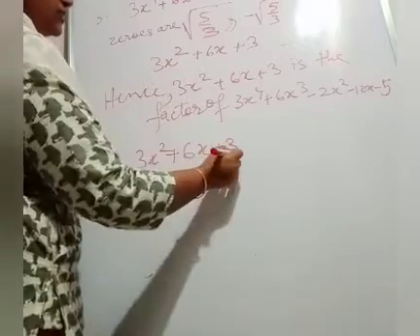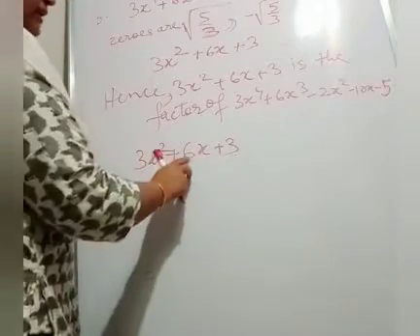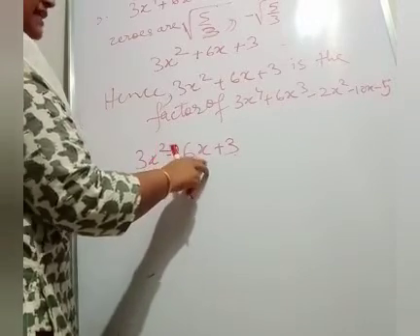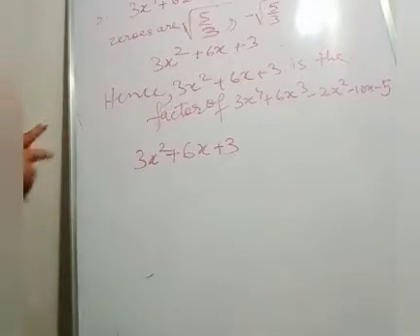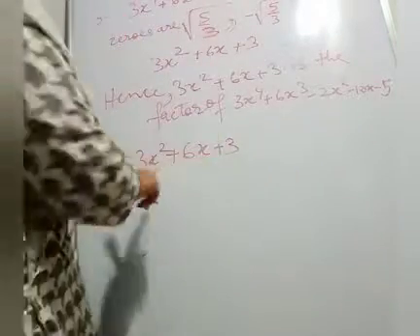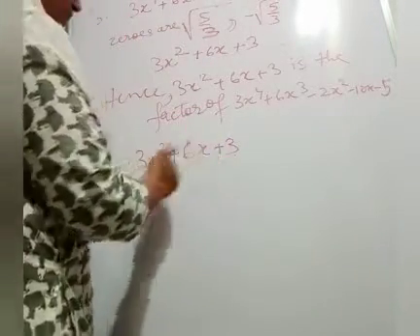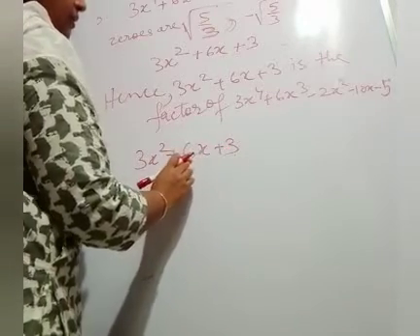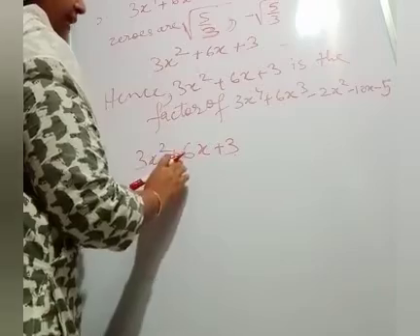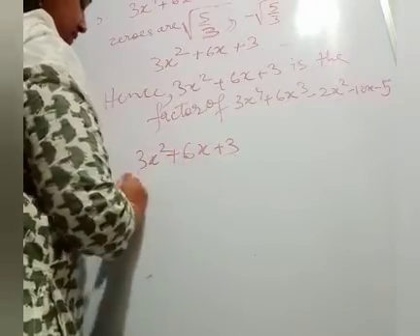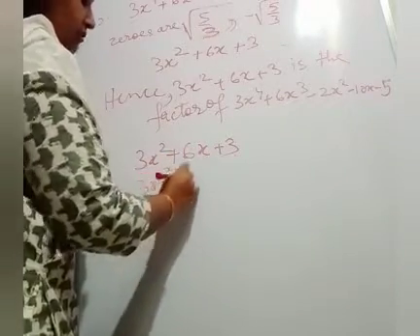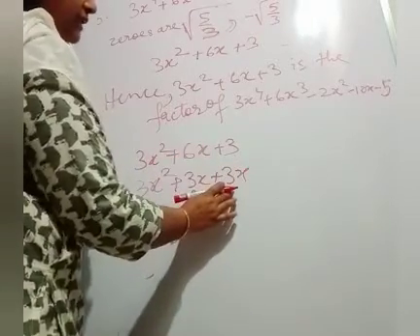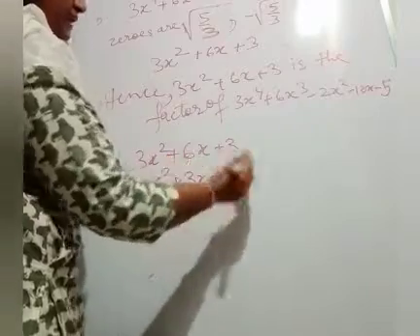Multiplying 3x square into 3 becomes 9x square, and you have to split 6x into the sum of two terms so that their product is equal to 3x square into 3. So 3x square into 3 is 9x square, and if I add 3x with 3x, it will become 6x. So write 3x square plus 3x plus 3x plus 3. When you multiply 3x into 3x, it will become 9x square.